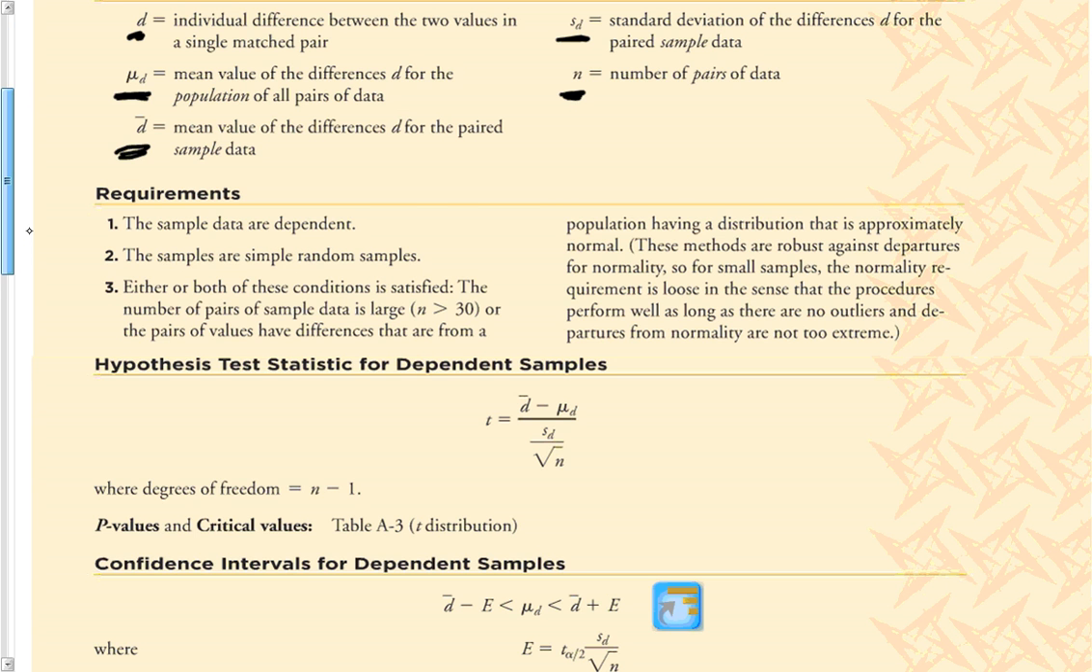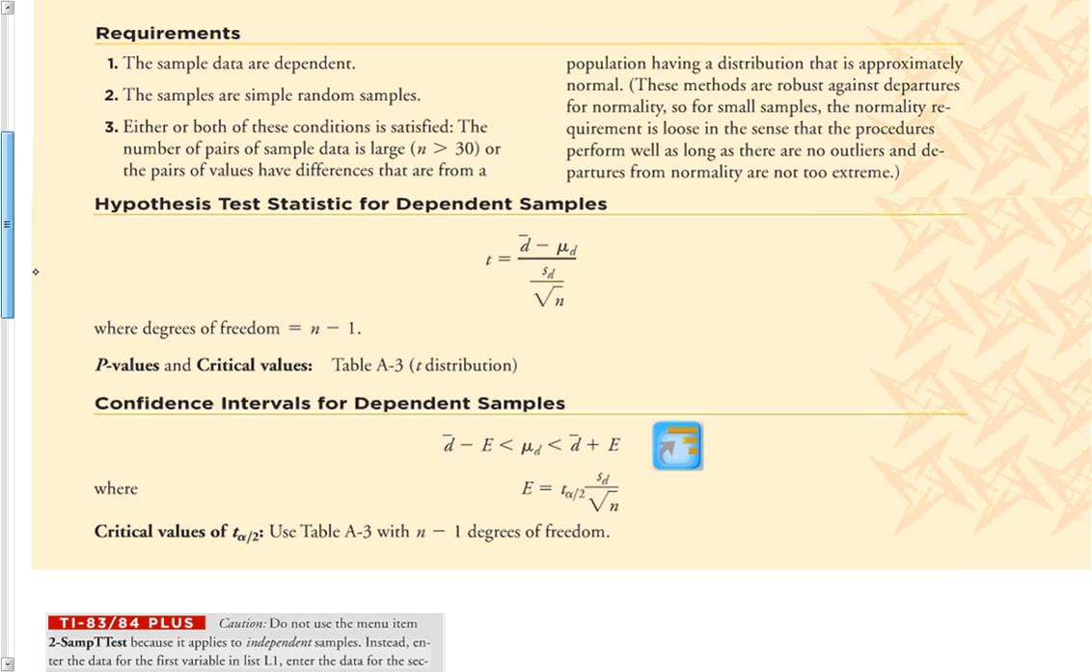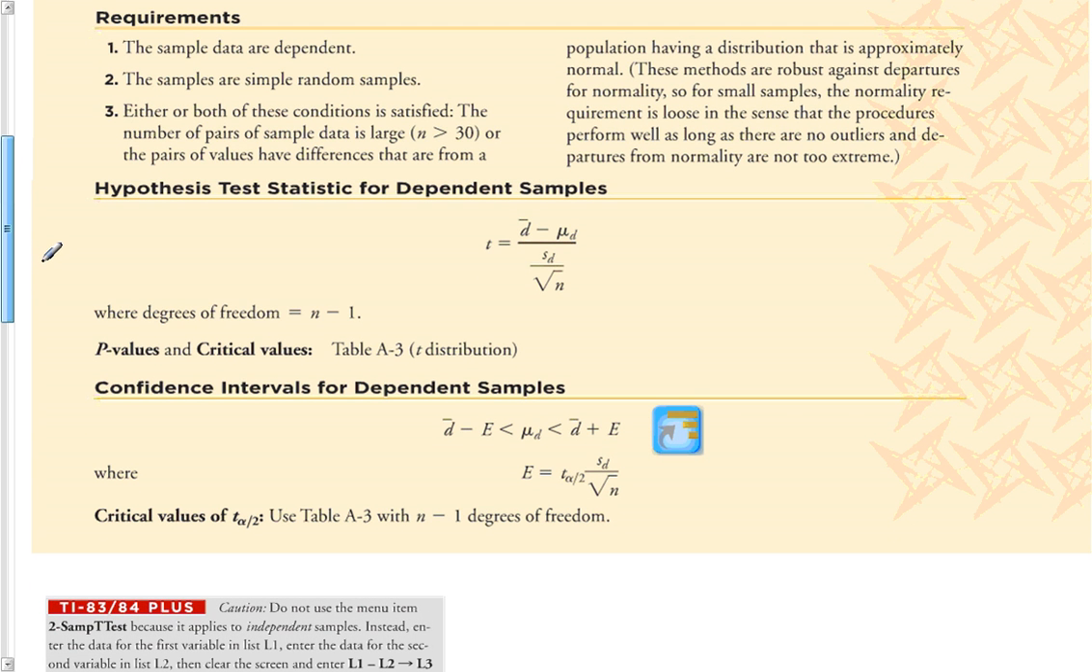Now let's take a look at some of the requirements. The first requirement is that the sample data are dependent. Basically, that you have matched pairs. There's some relationship between the first coordinate in a matched pair and the second coordinate in a matched pair. The second requirement is that the samples are simple random samples. And the third requirement is that the sample is either large enough or the distribution is approximately normal, which guarantees that we can use either the t or the z distribution.